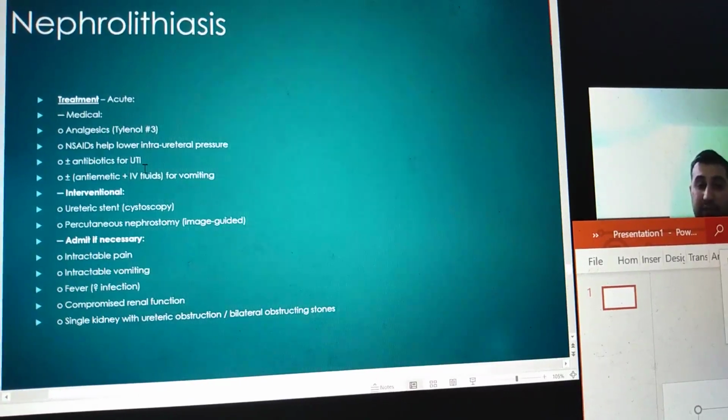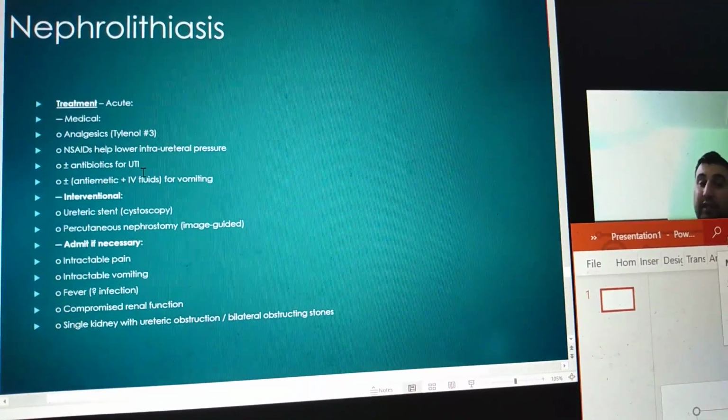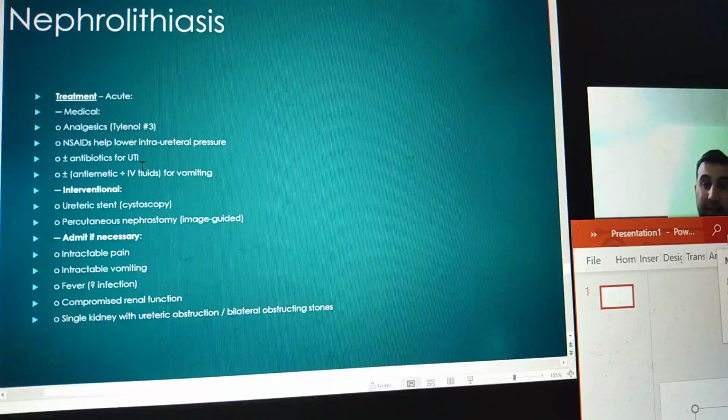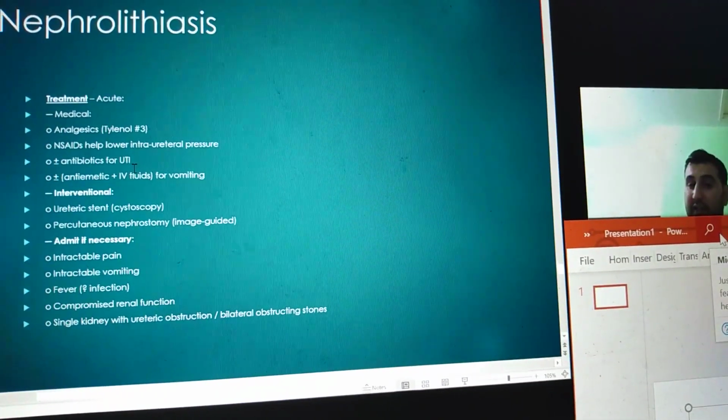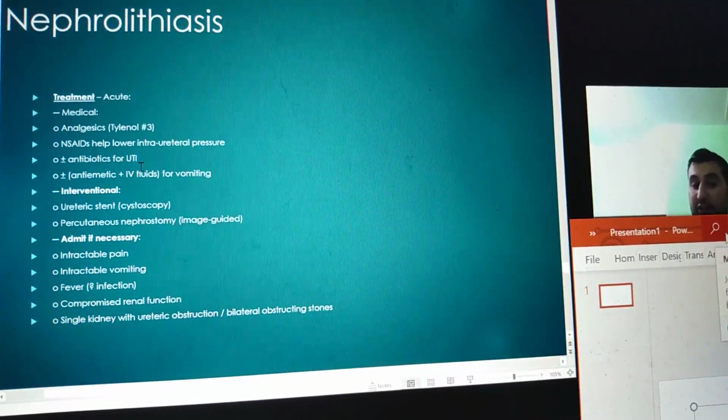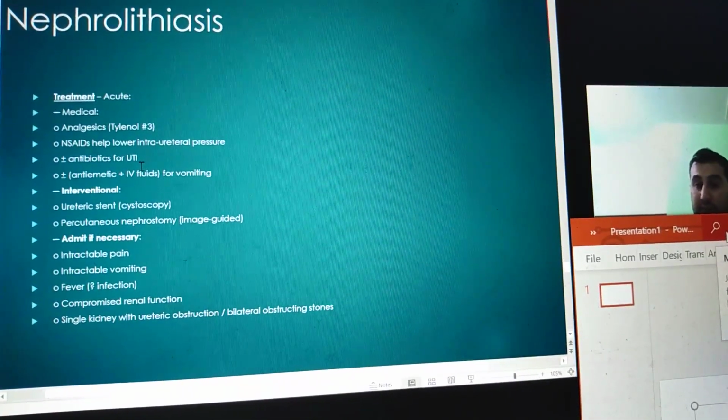In an emergency situation, you just have to remember to treat the pain first. IV fluids, vomiting. After you detect what's happening, what the size of the kidney stone is, then you can look into the interventional or surgical treatment of the patient.